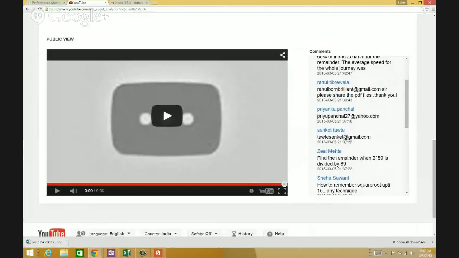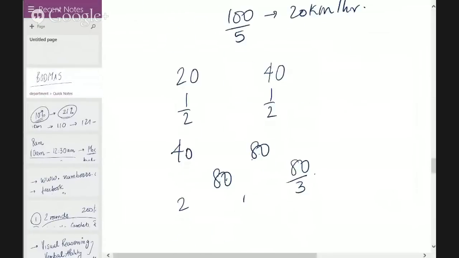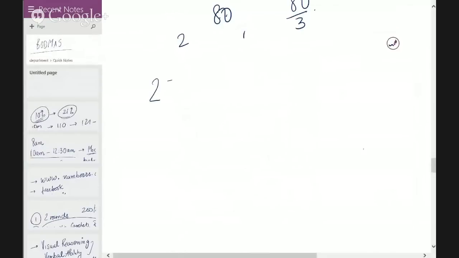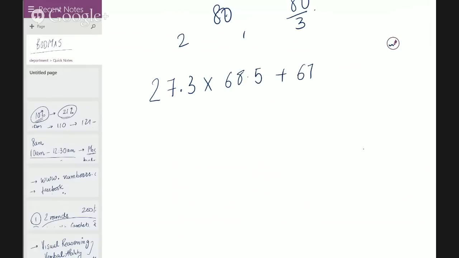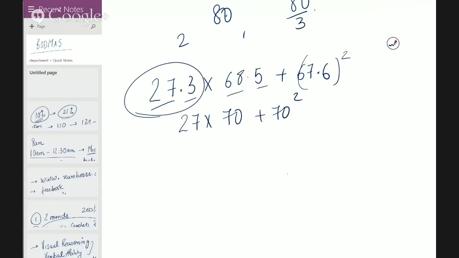Anyone else who wants to ask me questions on certain things like BODMAS and approximations, you can. The very stupid topic. So let's take an approximation question. Let's say we have 27.3 into 68.5 plus 67.6 raised to 2. What is the approximate answer? Now 27.3, 68.5, we can actually say it's 27 and 70, and 67.6 is 70 squared. You can do this much modification of the data and still get the correct answer, as somebody who would have actually multiplied these things and done it.